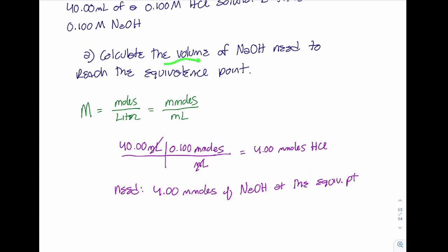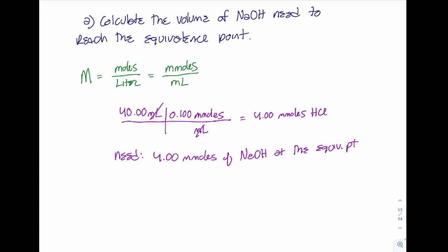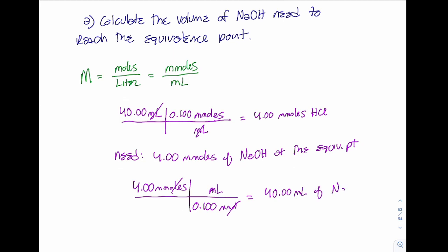My problem wants volume, so now I'm going to use the concentration of sodium hydroxide. So 4.00 millimoles. This time we need to divide by that concentration, so that way millimoles cancel. And we're going to end up with 40.00 milliliters of sodium hydroxide needed.